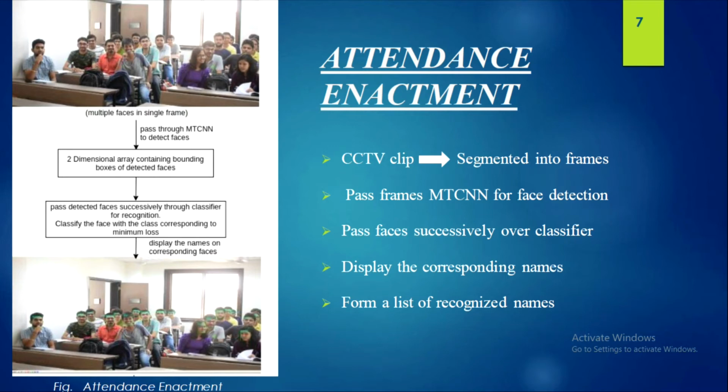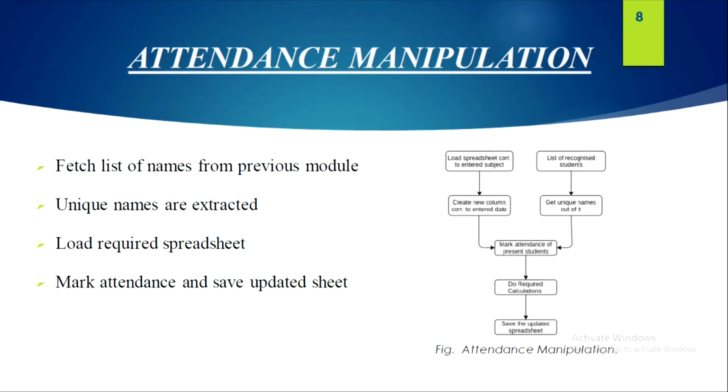Now as soon as this process is going on, simultaneously we save the list of all the present students so that it can be used later for attendance marking. So let's move on to the next module, which is the attendance manipulation module. Now what this module does is it takes the list containing the names of all the present students from its previous module. It gets the unique names or the unique student IDs out of it.